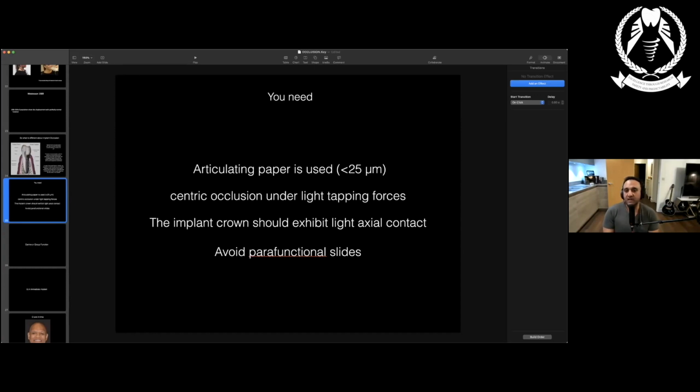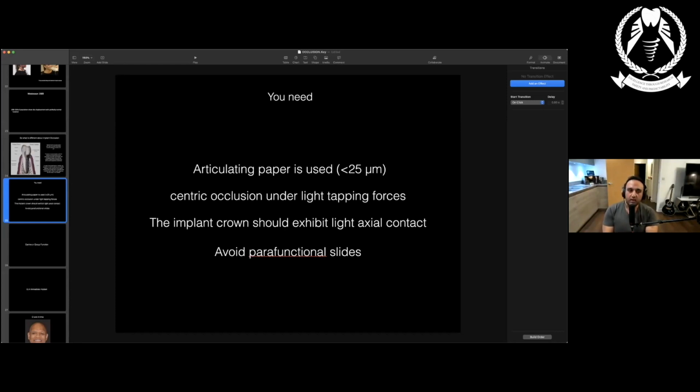Check centric occlusion under light tapping forces: ask your patients to tap their teeth together. An implant should exhibit light axial contact and avoid parafunctional slides. In real terms, and this is important, when I fit a single tooth implant restoration and want to assess the occlusion, I'll ask my patients to chew. I want you to do this tomorrow. Whatever you learn from this lecture, if you take one thing away, take this. When you're fitting that final crown, ask your patients to bite together and tap their teeth together and use the red articulating paper. Then ask your patients to chew and use the blue side.